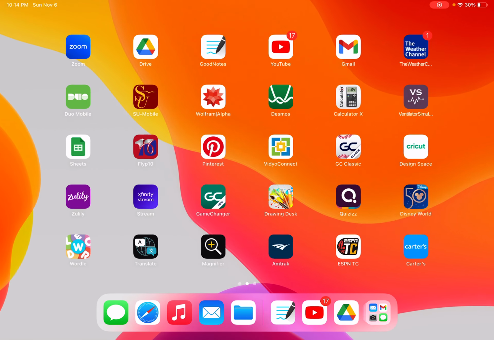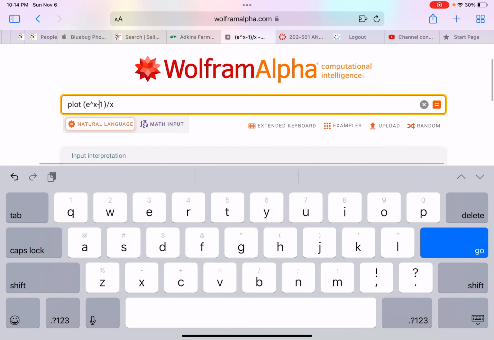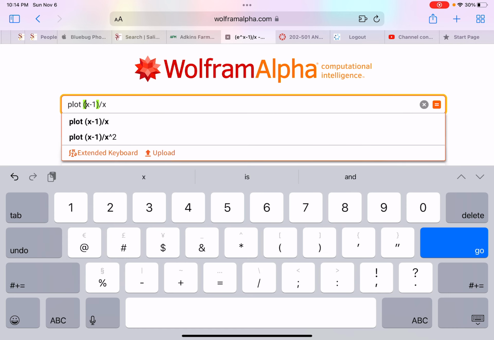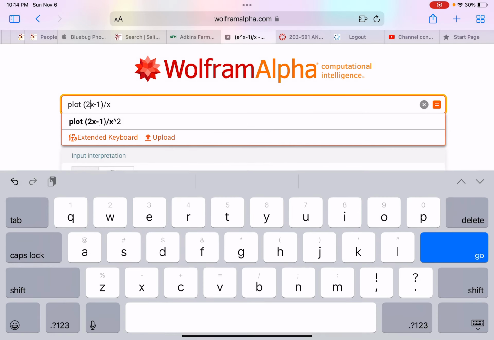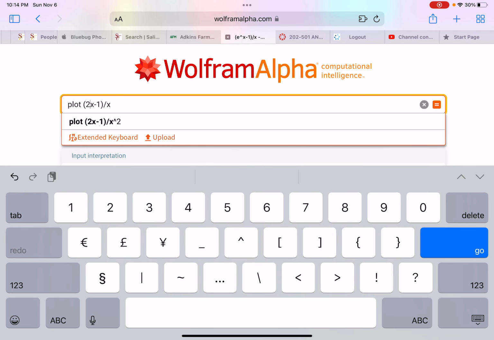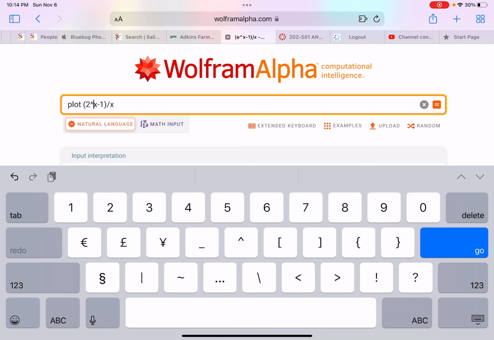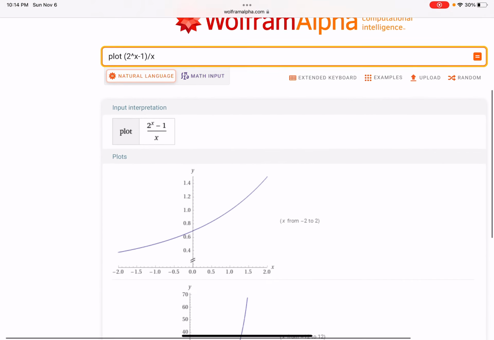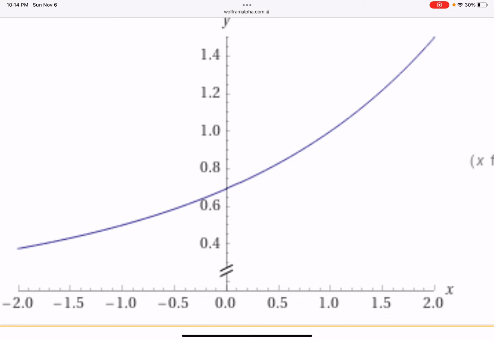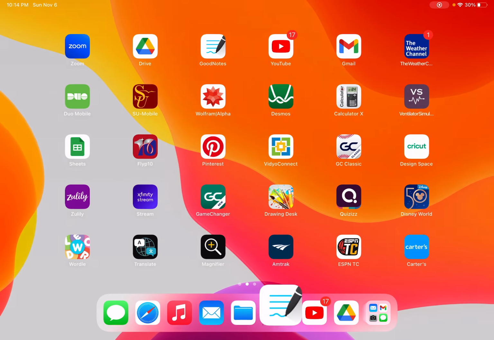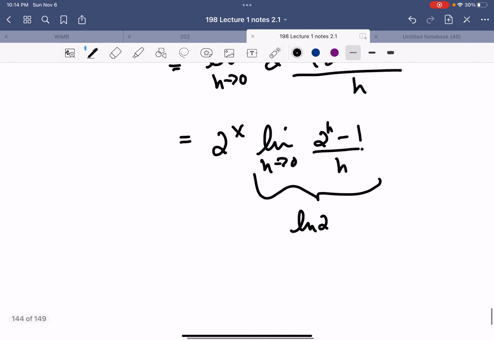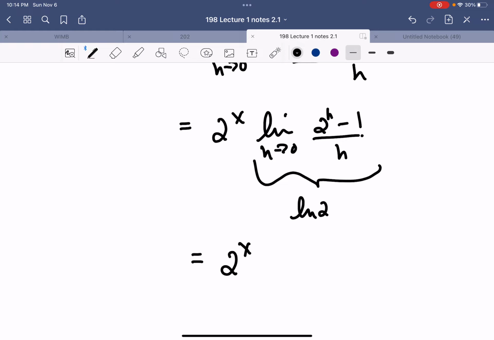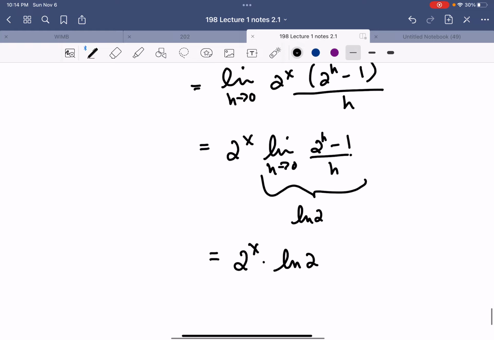So let's go take a look at what its graph might be. So if I go up here, I can change this to 2 to the x minus 1. And here you can see that that is not equal to 1 anymore. But it is actually, and you can see this if I plug it in a calculator, this is actually equal to the natural log of 2. So this is 2 to the x times the natural log of 2.